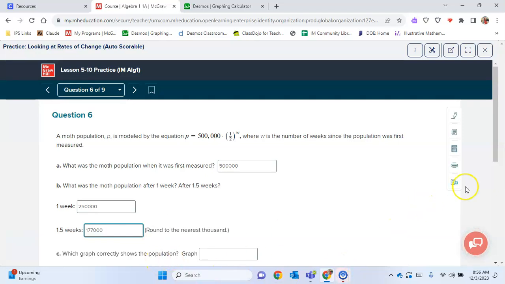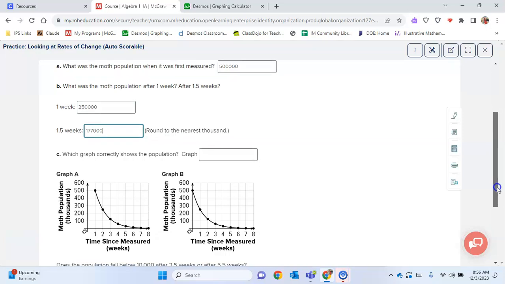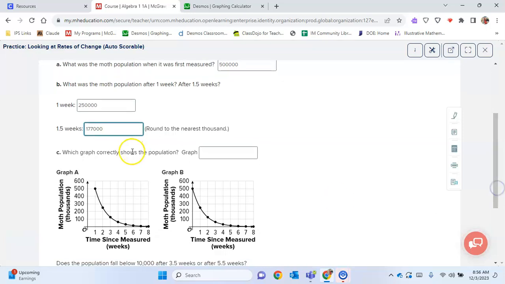Which graph correctly shows the population? All right, which one shows 250,000 after 1 week? After 1 week, that's 250,000. That's graph B.